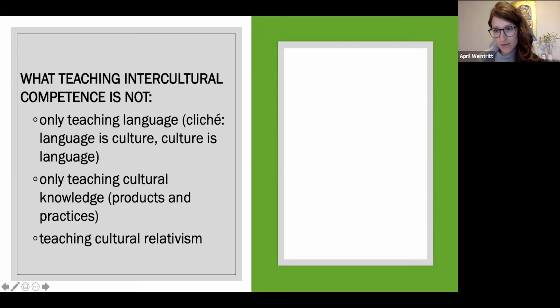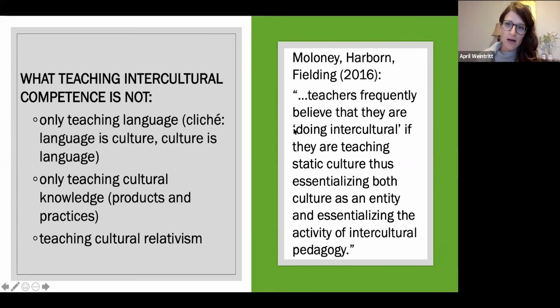discovering their own values, discovering their own cultural lenses, and facilitating discussion around the extent to which their values align with the norms and expectations of their own communities and other communities, right? Intercultural competence teaching is all of these things. When we don't have this in mind, we end up in a situation like Maloney, Harborn, and Fielding described 5 years ago, that teachers frequently believe that they are doing intercultural if they are teaching static culture, thus essentializing both culture as an entity and the activity of intercultural pedagogy.